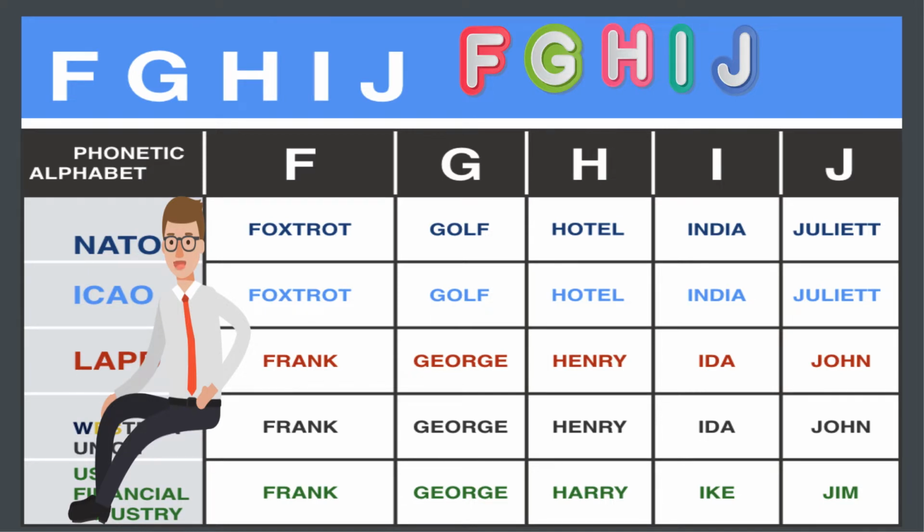Corresponding codes is in the next words: Hotel, Henry, Harry. For the letter I, corresponding codes is in the next words: India, Ida, I. For the letter J, corresponding codes is in the next words: Juliet, John, Jill.